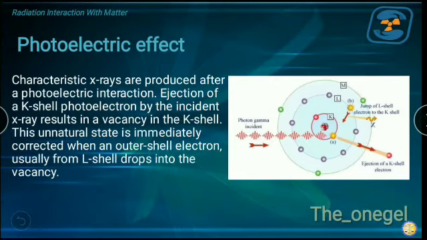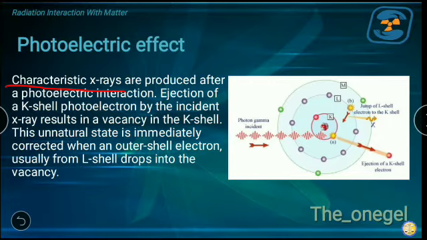What else? Characteristic X-rays are produced after a photoelectric interaction. Earlier, in the Compton effect, it was scattered X-ray or scattered radiation. In the photoelectric effect, it is characteristic X-rays. It is not a severe effect for us as radiographers. Actually, in the image, the photoelectric effect produces better contrast than the Compton effect.